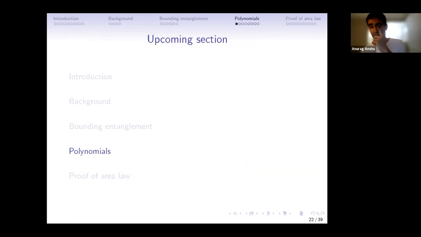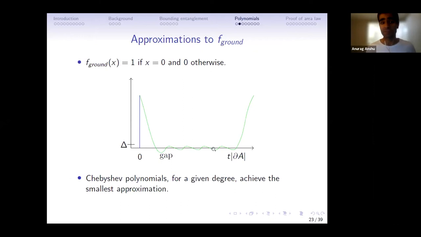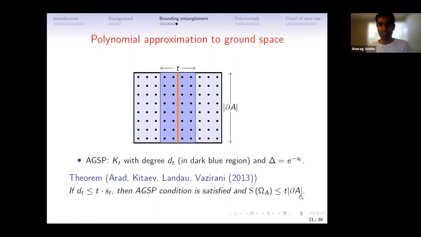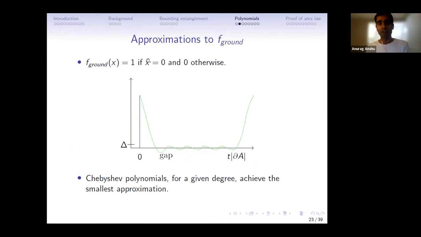So now comes the important part, which is the polynomials. Let's see how these things play out. Back to this ground function. Here is a picture of the ground function, the blue picture. On the x-axis is the spectrum of the Hamiltonian, and on the y-axis is the function. It's one when the energy is zero and zero otherwise. If there is a gap in the Hamiltonian, which is a certain space between zero and the next eigenvalue, then notice that you can try to approximate this function. Also notice that because this region has size t times the area, we'll think of the Hamiltonian as only relevant in the region from zero to t times the area. So again, this effective region will come into play.